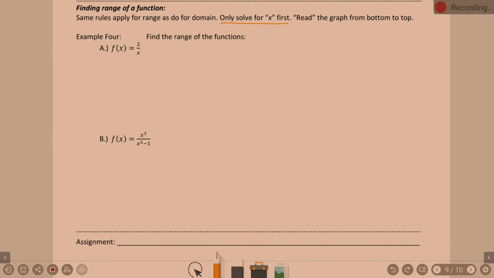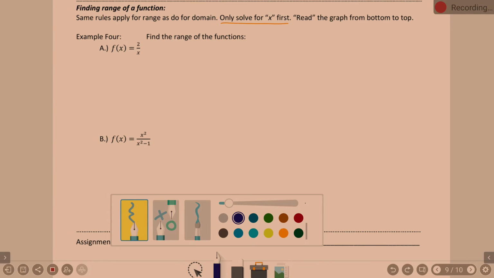Okay, domain, we read the graph left to right. Range, we're going to read the graph bottom to top. We did this a little bit in Algebra 2. I say that just because I've already taught it this year in Algebra 2, so it would have been like a year ago. That's a long time ago.